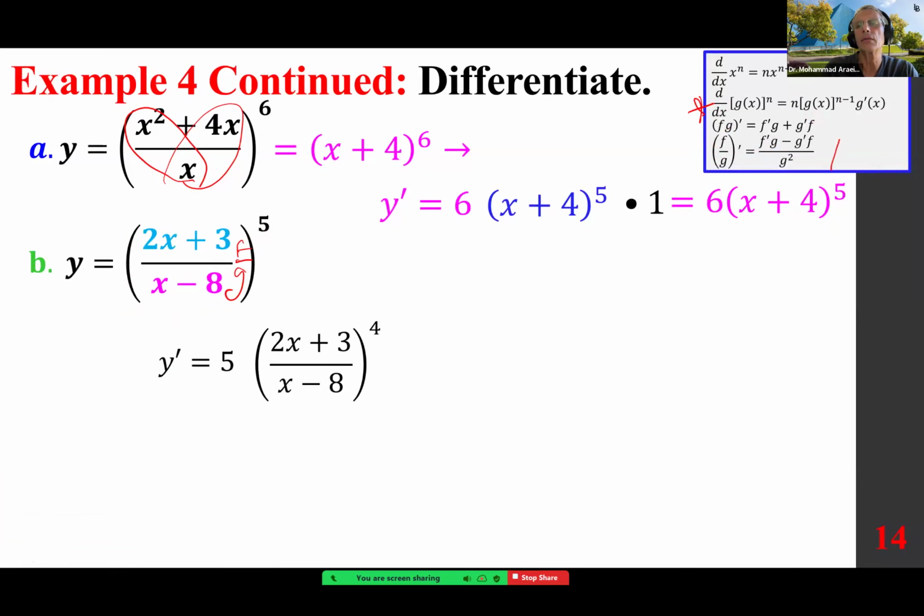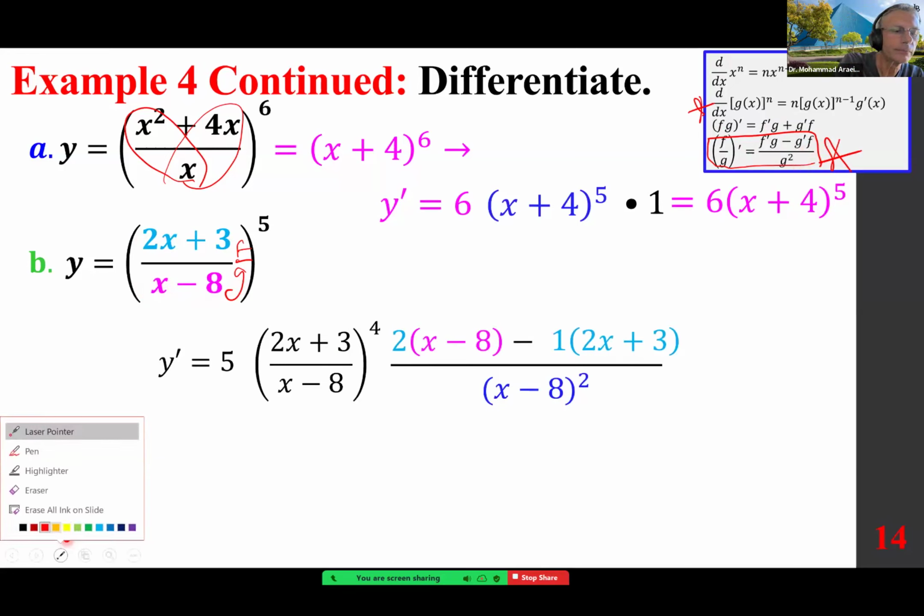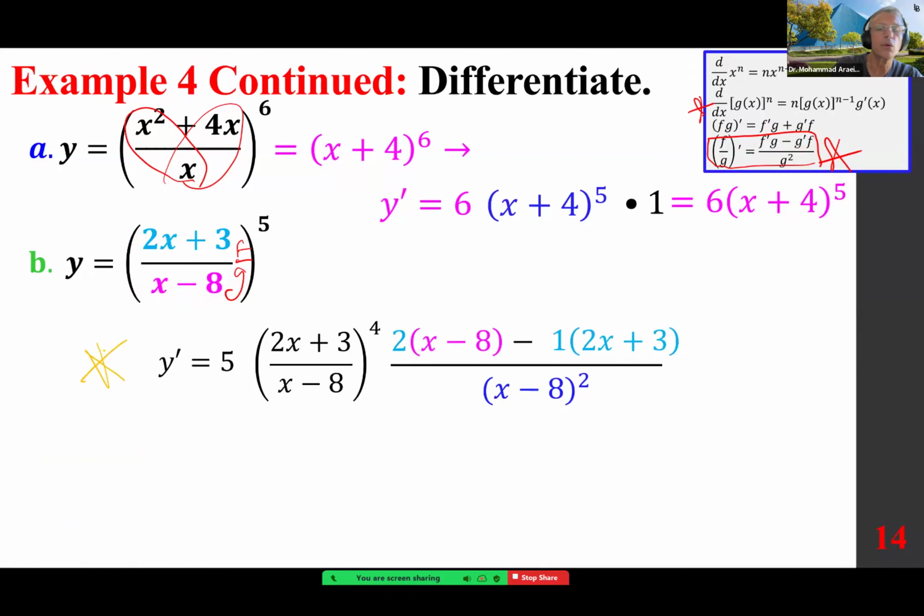Following the quotient rule: f prime g minus g prime f. The derivative of the top is 2 times x minus 8, minus g prime f, the derivative of the bottom is 1 times the top, 2x plus 3. And then you write the bottom, x minus 8, in parentheses, and square that, which becomes g squared. And this is the only calculus step. We are done with calculus. All we have to do is simplify this.